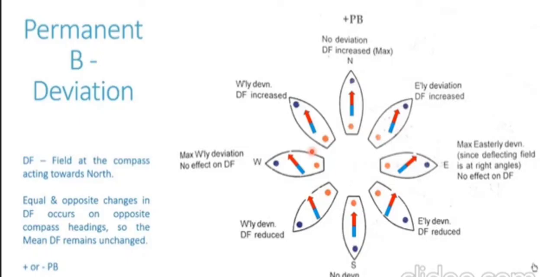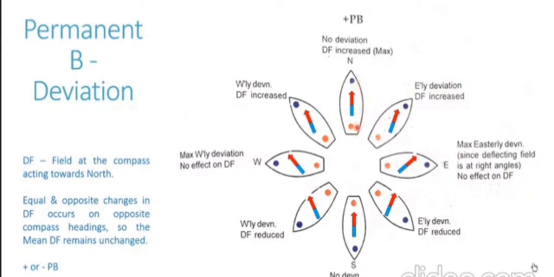Now, another important thing which you can see from this diagram is that these poles of the ship also affect the directive force at the compass location. What is this directive force? Directive force is the strength of the magnetic field at the compass location which makes it point towards the north direction.